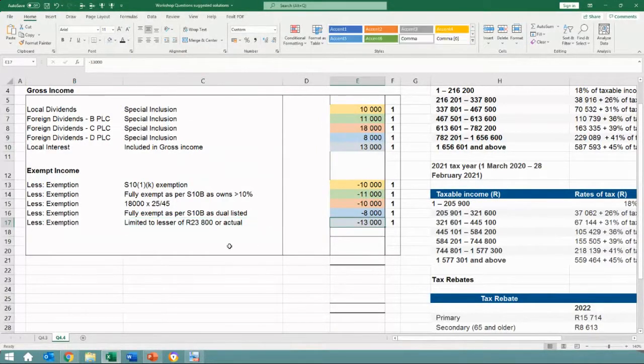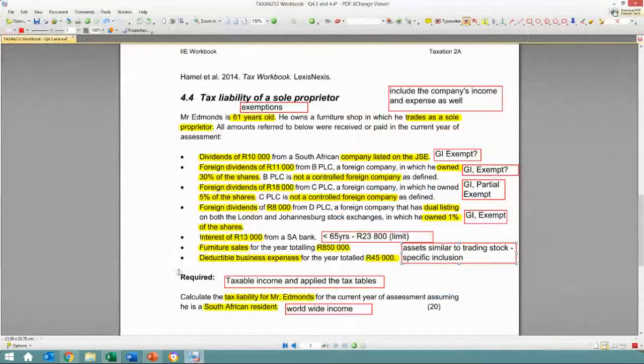So what a lot of students do sometimes is they remember about the 23,800, but then if the amount is smaller than that, they include 23,800. So just remember, you can never have a bigger exemption than what you've included in the gross income at the top. Okay. If the local interest there, let's say that was 26,000, then this amount at the bottom would have been limited to the 23,800. Okay. So always remember, it's the lesser of the 23,800 or the actual amount for this interest exemption if we have an individual. So let's see what else.